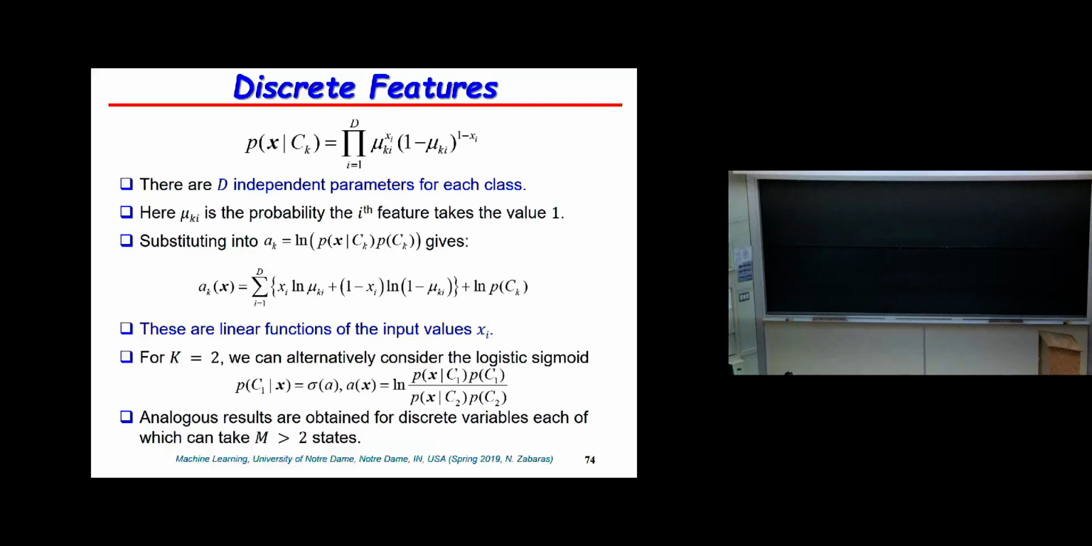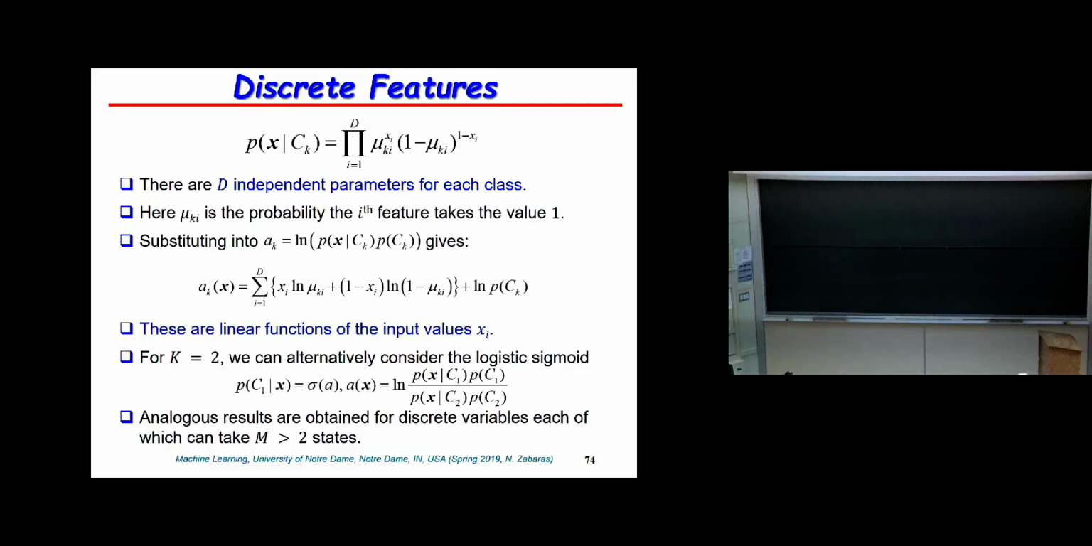So the definition of alpha k was the log of the joint distribution of x and ck. You plug in this and you keep the priors. You basically immediately can see that the alpha k's that you get are linear functions in x. So really what you get is a generalized linear model. If you have two classes, you get the sigmoid of this alpha. If you have many classes, you get the softmax defined from the alphas.